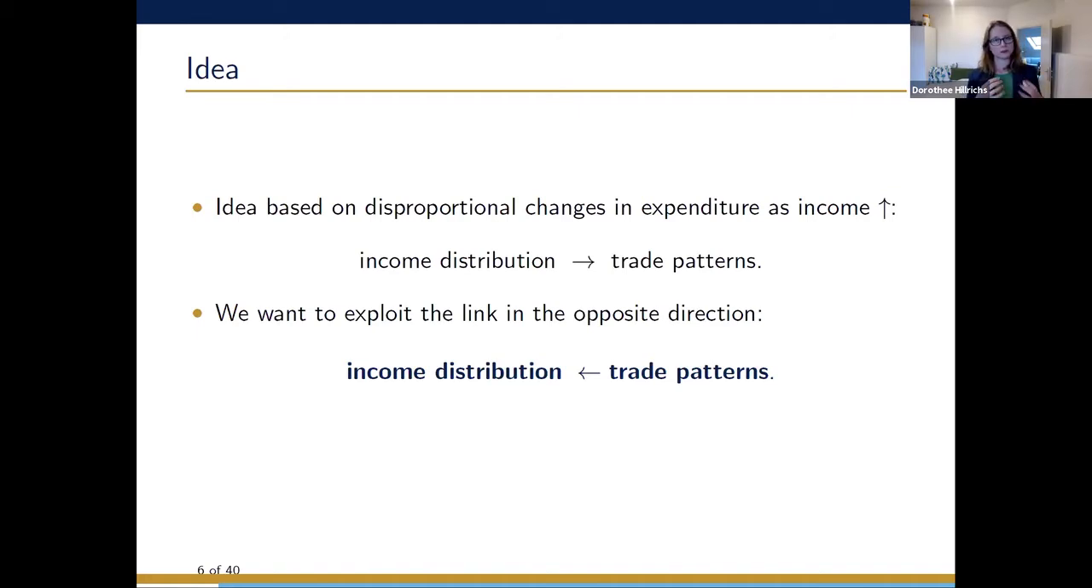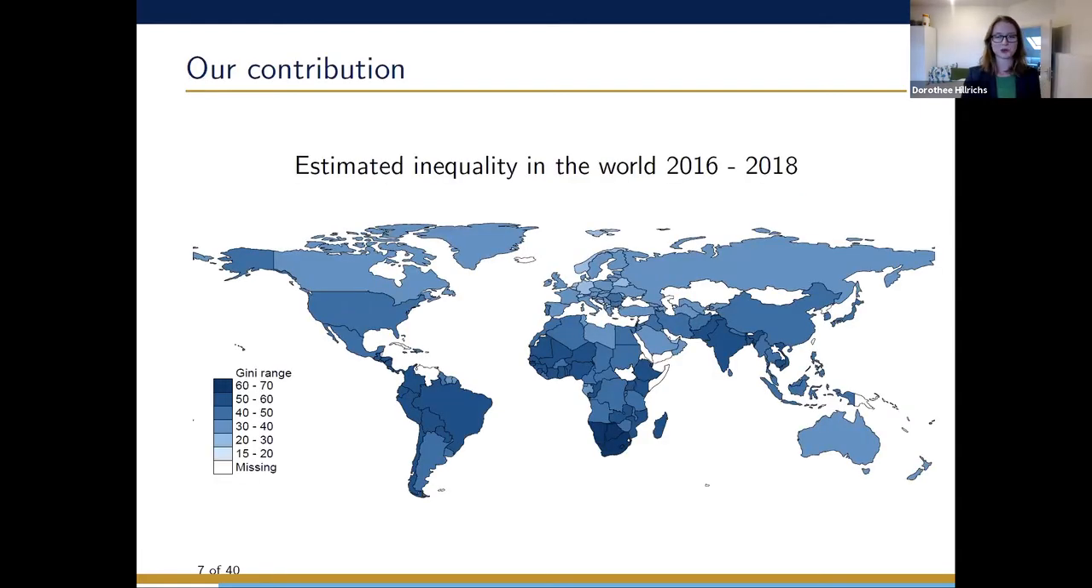So because of these disproportional changes, the income distribution of countries affects who is trading with whom, so which countries are trading with each other. And in our paper, we exploit this link in the opposite direction, meaning that by observing and analyzing trade patterns, we can learn about the income distribution, the Gini coefficient of a country.